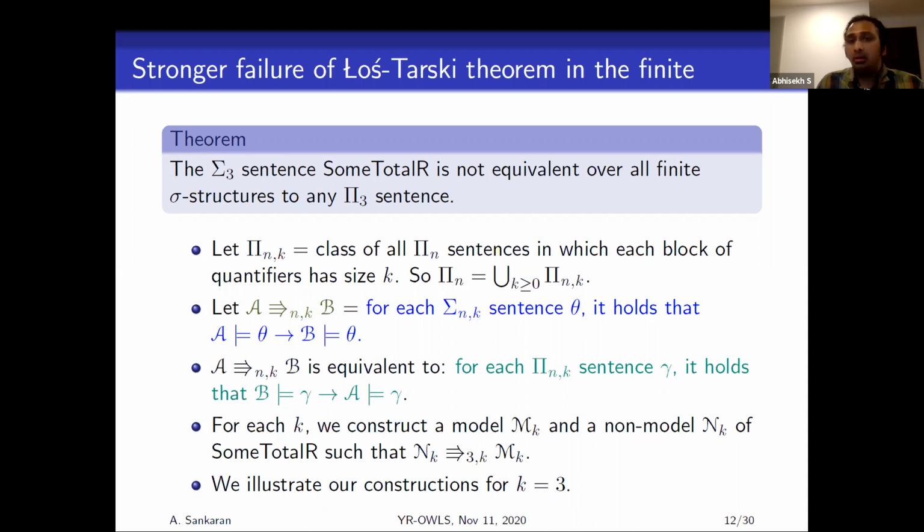Which would mean that every Pi 3,k sentence that is true in M must also be true in N. That means that any Pi 3,k sentence that is true in Mk cannot distinguish and is helplessly also true in Nk. But some total R distinguishes between Mk and Nk. So this Pi 3,k sentence could not be equivalent to some total R, because it is not able to perform the distinction that some total R does. And since k is arbitrary, for any Pi3 sentence it is not equal to some total R. Okay, so that is the approach that we would like to take.